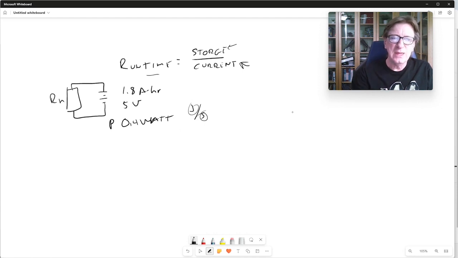So I know that P is equal to this. I know that my voltage is equal to, go ahead and write that as 5 volts. And I know that my storage, which I don't really have a letter for, so we'll spell that out. I know that my storage is 1.8 amp hours. What I'm missing here is the current, as we said. So let's use the power to get the current. Question is, which expression do I want to use?